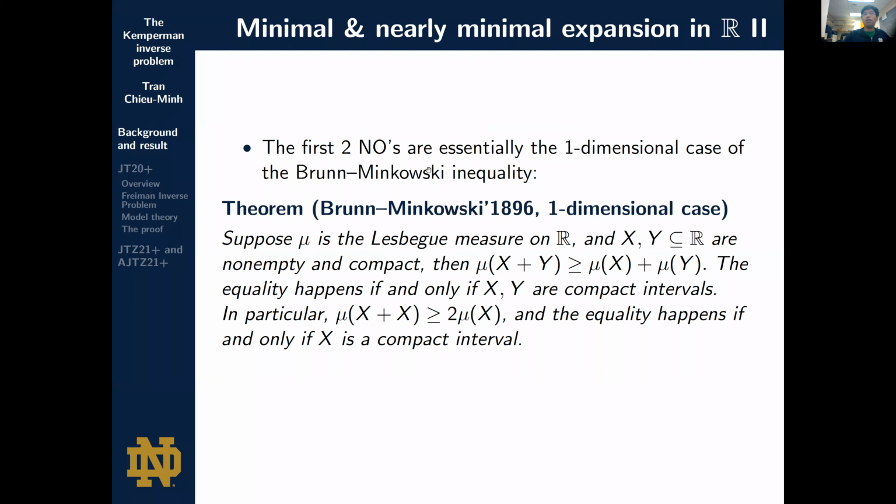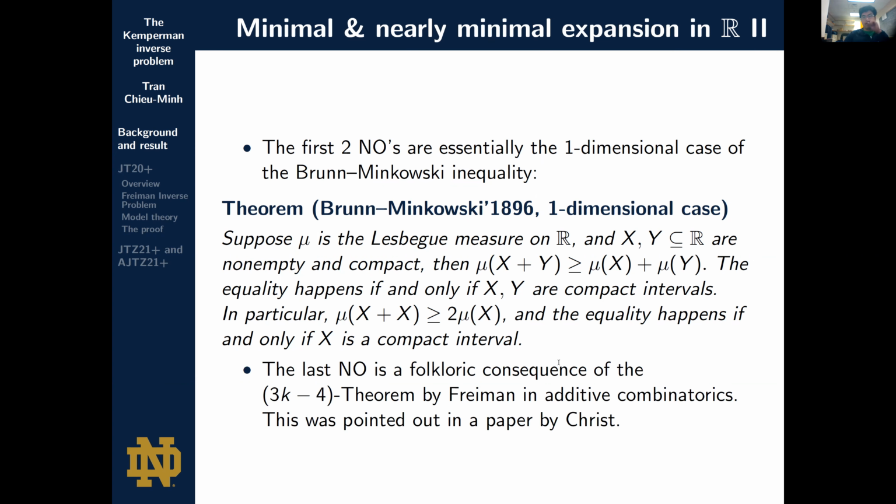The first two no answers are essentially the one-dimensional case of the Brunn-Minkowski inequality, which says that in general the measure of X plus Y needs to be greater than the sum of their measures, and equality can only happen if these are intervals. In the case that X is equal to Y, that is precisely the case we considered earlier. The last no is a little bit more involved. It is a folkloric consequence of the so-called 3k minus 4 theorem by Freiman in additive combinatorics, and this was pointed out in a paper by Mike Christ. I probably won't go too much into this.